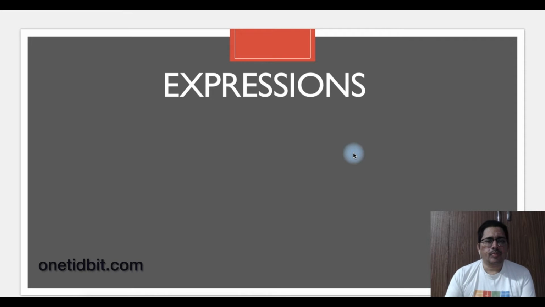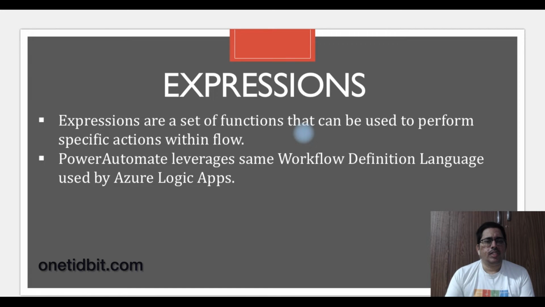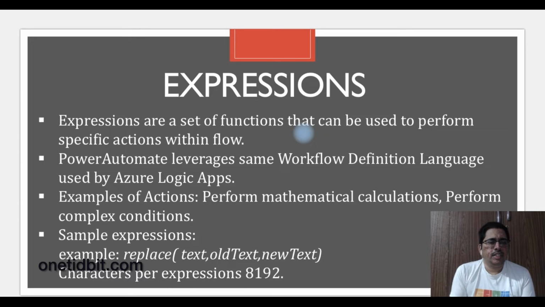Okay, so these expressions are nothing but a set of functions that can be used to perform specific actions within flow. And this Power Automate leverages the same workflow definition language used by the Azure Logic apps here. And some of the examples of these actions are we can perform mathematical calculations and complex conditions. And here some of the sample expressions are replace. This is one function which can take some arguments and give us the value, and the number of characters per expression is 8192.